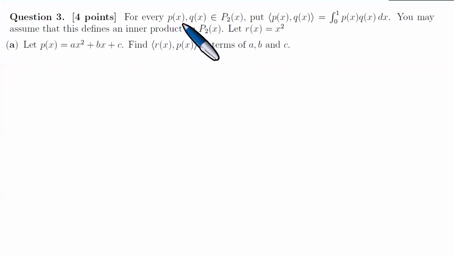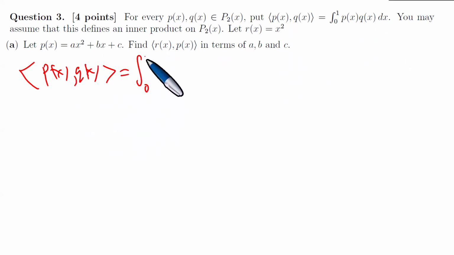For every polynomial P(x), Q(x) in P2(x), put the inner product of P and Q to be defined by the integral of that. You may assume that this defines an inner product. Let R be equal to x squared, and let P be equal to this. Find the inner product in terms of a, b, and c. Okay, so we note that the inner product of P and Q becomes the integral of P(x)Q(x).